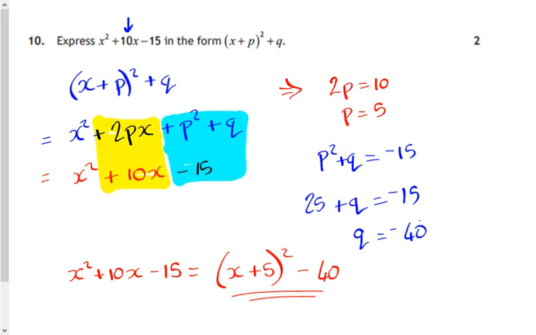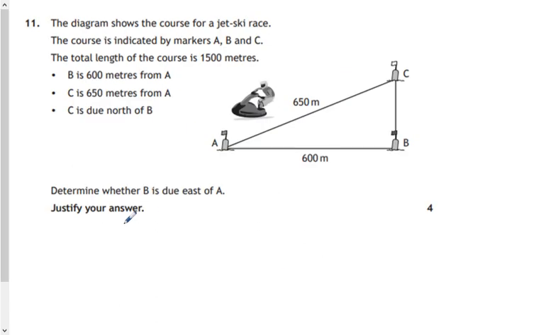Okay, so carrying on. Question 11. The diagram shows the course for a jet ski race. The course is indicated by the markers A, B, and C, with the total length of the course being 1,500 meters. B is 600 meters from A, C is 650 meters from A, C is due north of B. Determine whether B is due east of A.